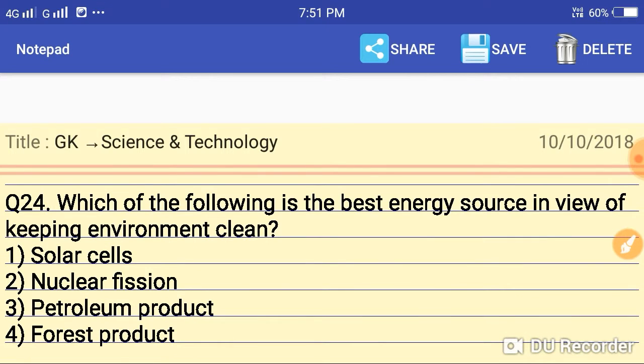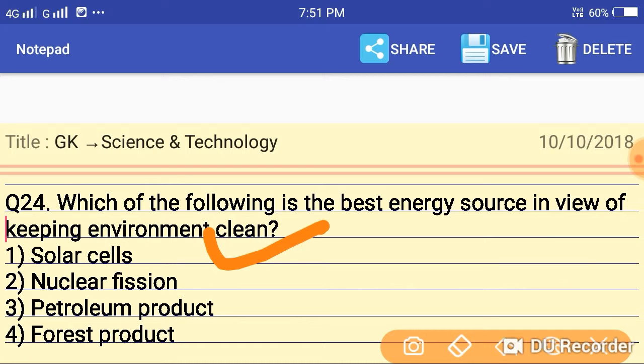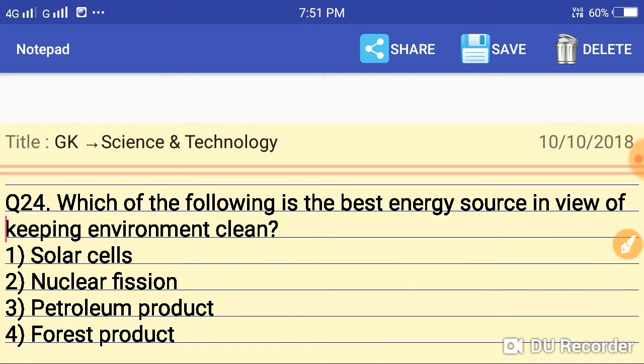Next question is here. Which of the following is the best energy source in view of keeping the environment clean? Right answer is option 1, solar cells. Option 1 is the right answer. Next question.